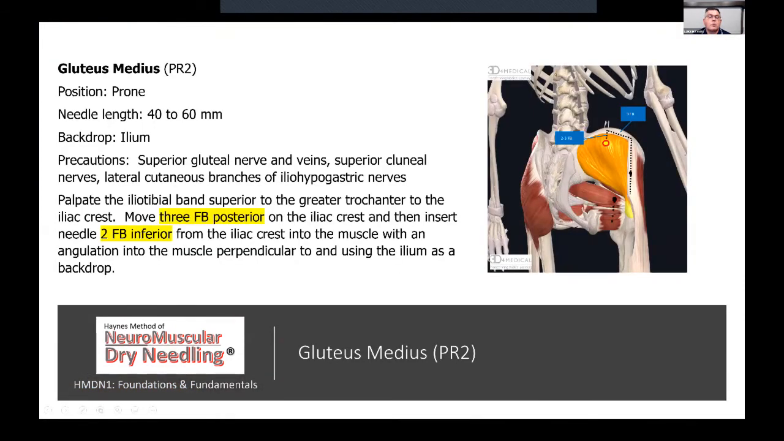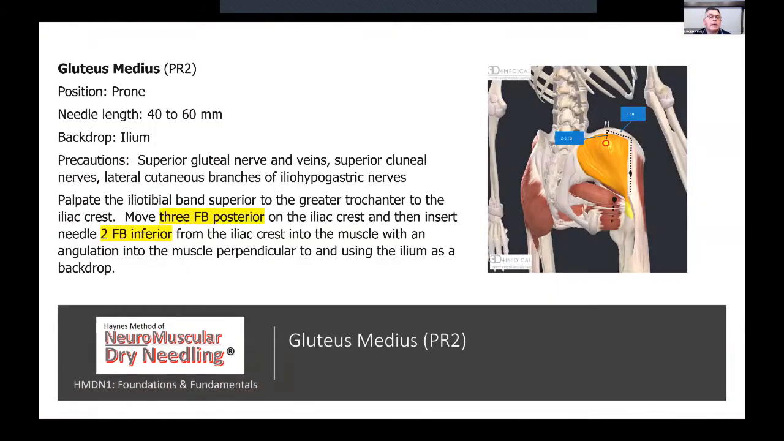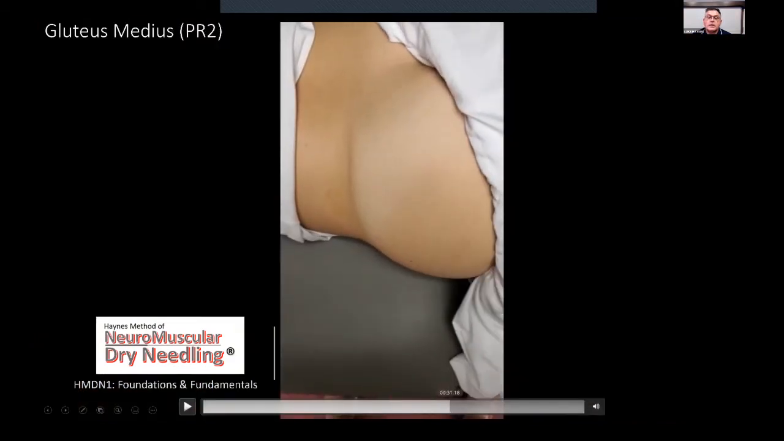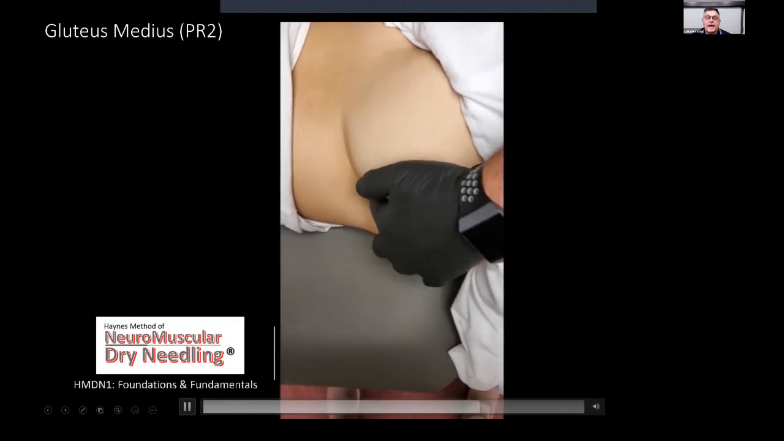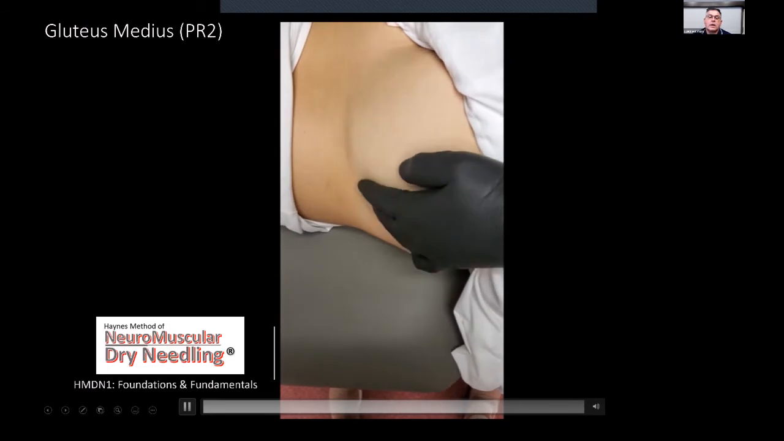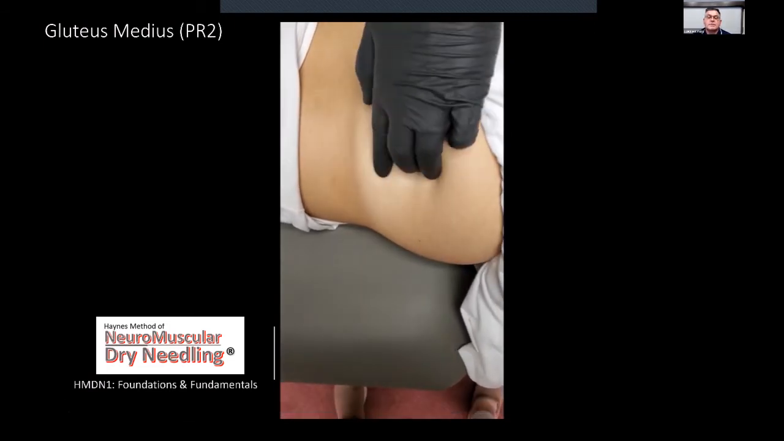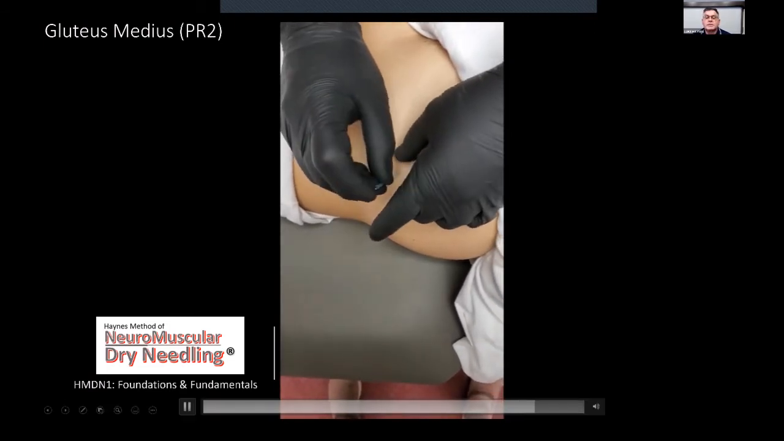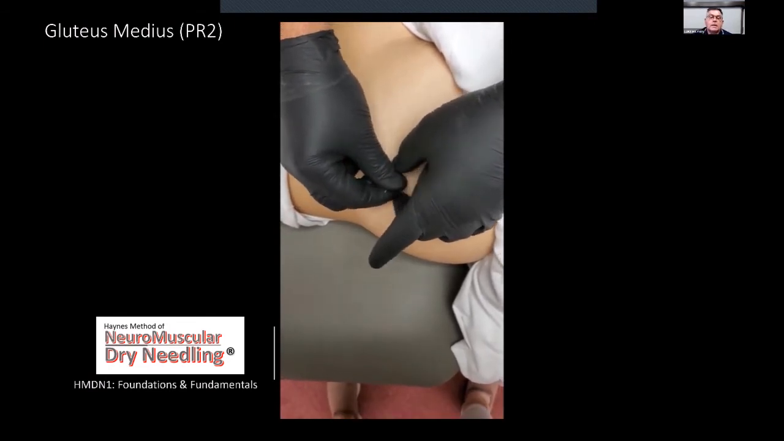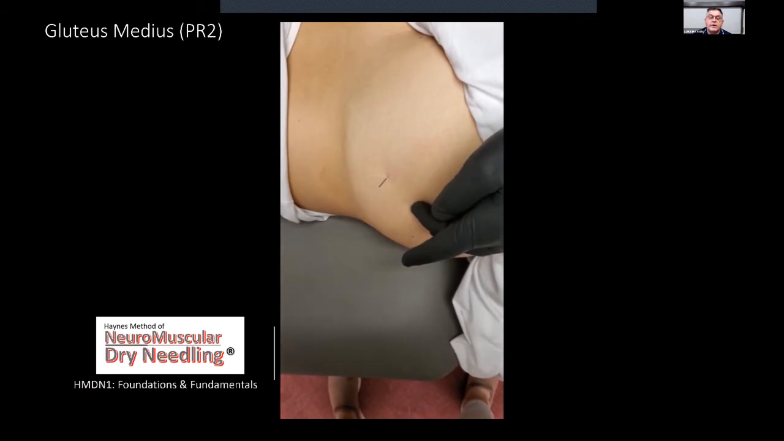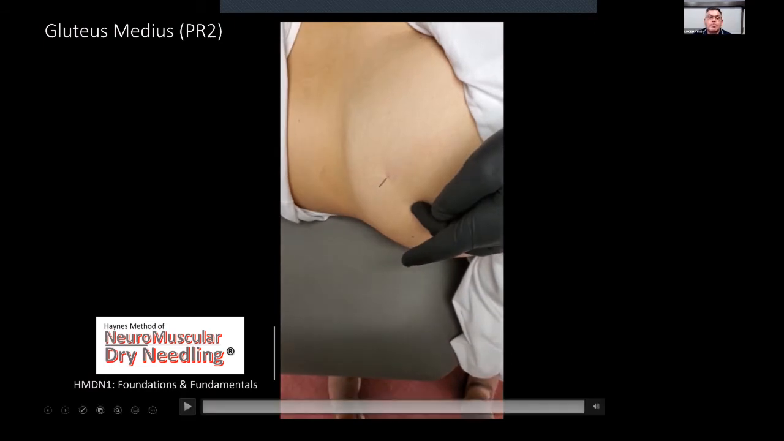Okay. Glute med. Now let me come back. So for glute med, let's come all the way down to it. We're going to follow the iliotibial band or tract as it's moving up to attach onto the ilium. We're going to carry 2 to 3 finger breadths medially and 2 to 3 finger breadths distally to isolate gluteus medius. Again, posterior to anterior with the ilium as a backdrop.